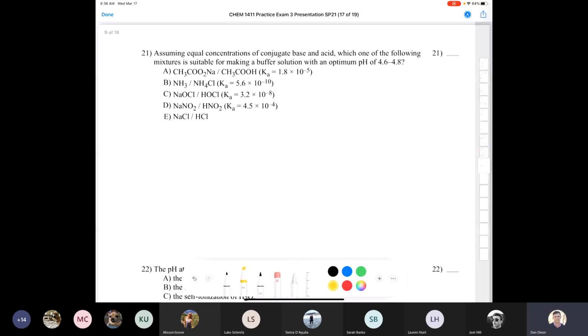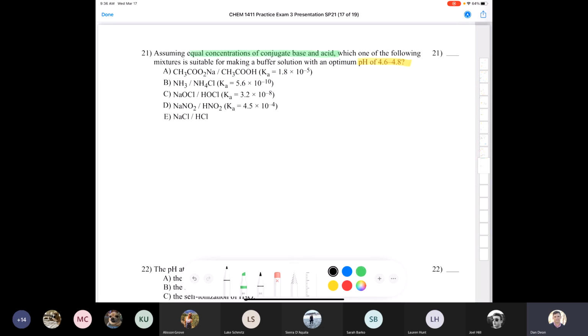It says, assuming that you've got equal concentrations of a conjugate base and acid, which one of the following mixtures is suitable for making a buffer solution with an optimum pH of 4.6 to 4.8? So we want a pH that's 4.6 to 4.8, but they're telling us that you have equal concentrations of the conjugate base and acid.